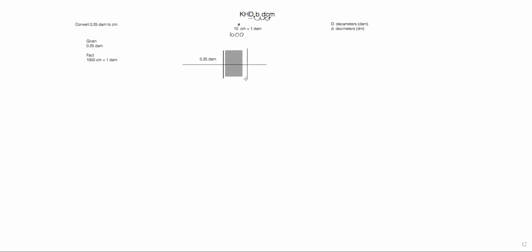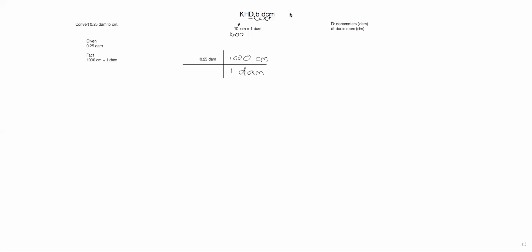So this would be one fact. This would be another fact. We need one column for each fact, but in this case, we only have one fact, so we only need one additional column. So our fact tells us we have 1,000 centimeters for every 1 decameter. And that's one thing about the fact. You have to make sure that what's on top is equal to what's on the bottom for every fact column. 1,000 centimeters is equal to 1 decameter.